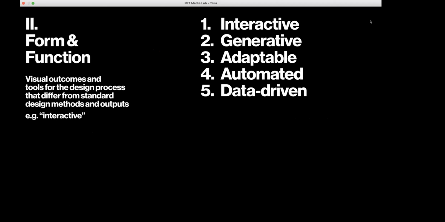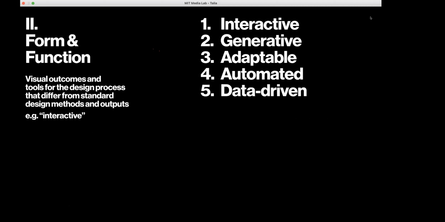Let's focus on those 2 just a little bit. Again, this is my major summary. These are the visual outcomes and tools for the design process, and they are a list of 5 things. In the work that I've done, and in any coding that you look at in the world that's also design, chances are it falls into at least one of these 5 things.